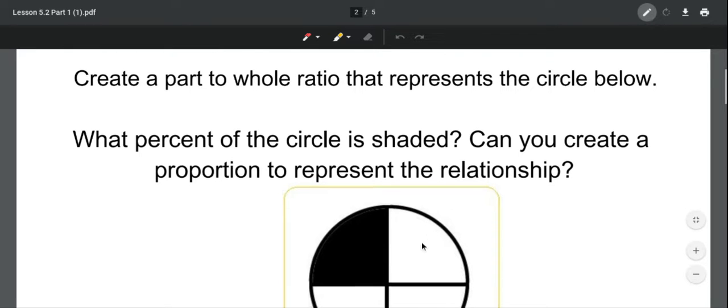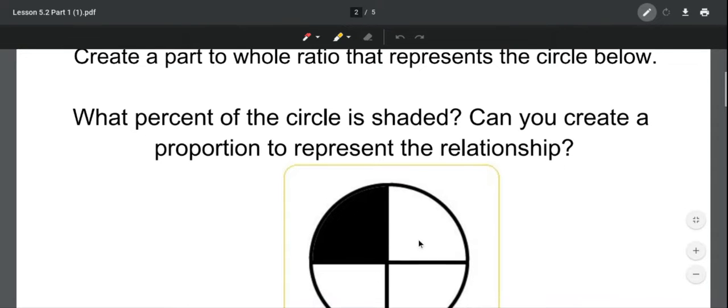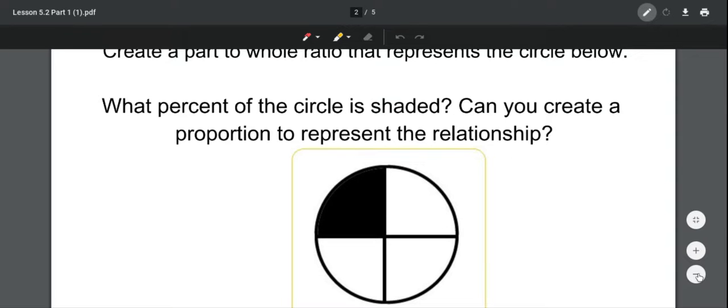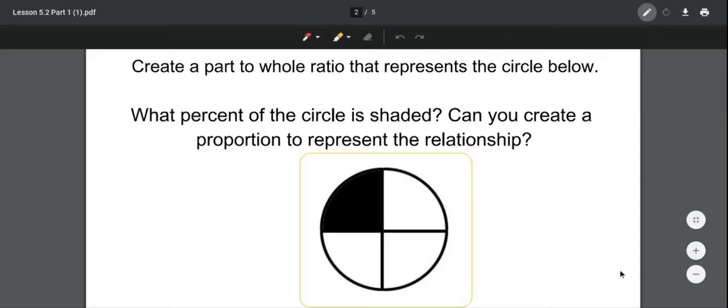Let's create a part to whole ratio that represents the circle below. If we look at the circle given, we see that one part out of 4 is shaded. So how do we now convert this fraction, 1/4, into a percent? Can we create a proportion to represent the relationship?